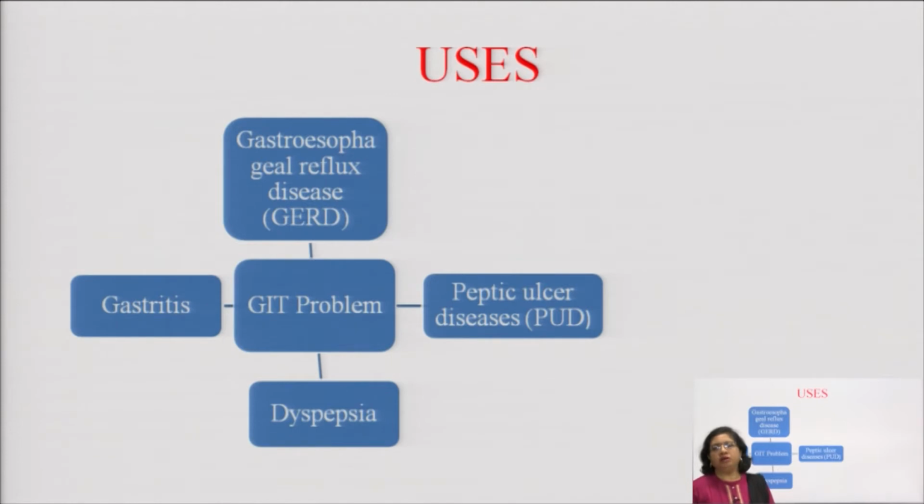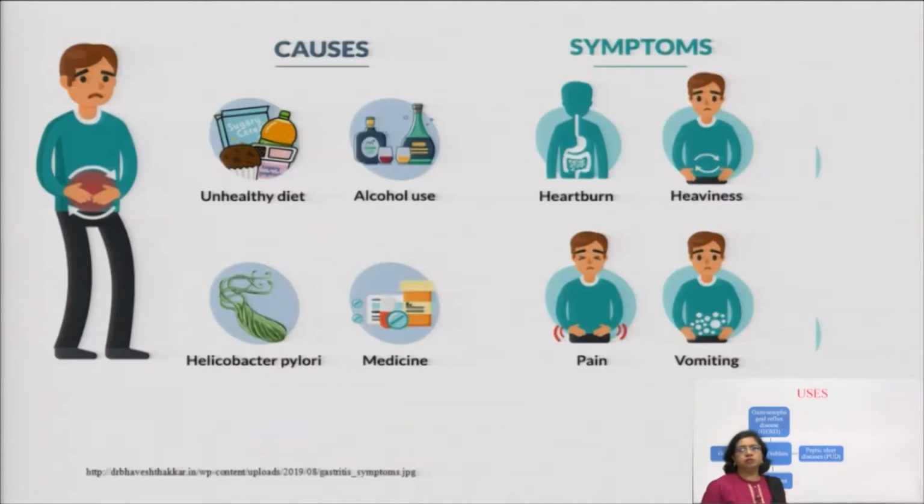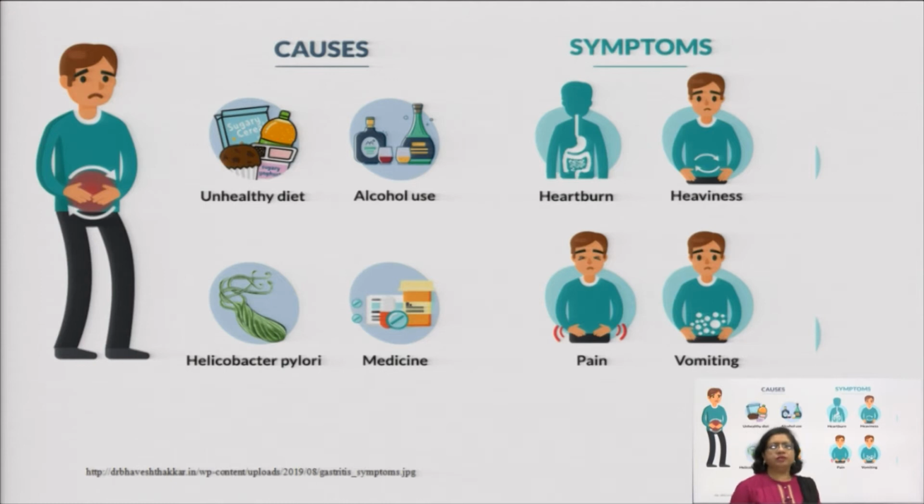What are the GIT problems? There are 4 major problems. First is gastroesophageal reflux disease, which is known as GRD. Second is gastritis, third is peptic ulcer, and fourth is dyspepsia. These are the main GIT problems: GRD, peptic ulcer, gastritis and dyspepsia. We will discuss them one by one.